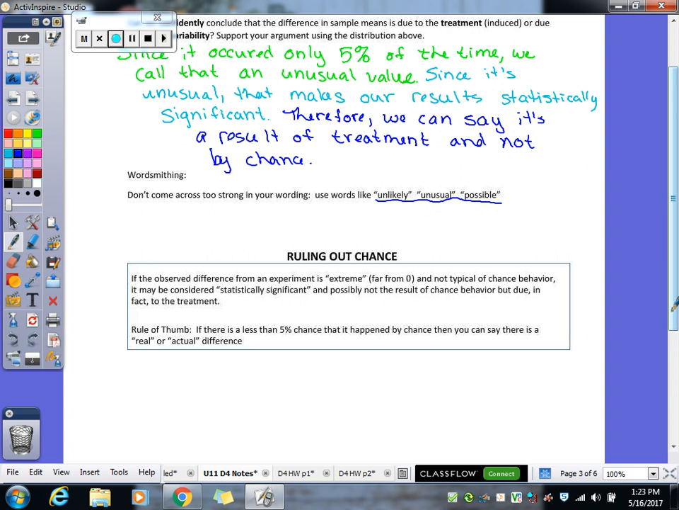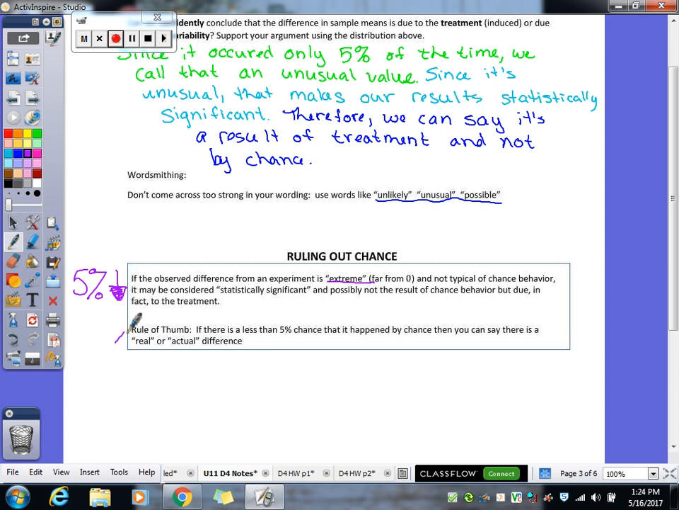If the observed difference from an experiment is extreme and not typical of chance behavior, it may be considered statistically significant and possibly not the result of chance behavior, but due in fact to treatment. So our extreme would be 5% or less. So if you go and you calculate how often this occurs, and it's 5% of the time or less, that's statistically significant. It's an unusual value because it's only 5% of the time.